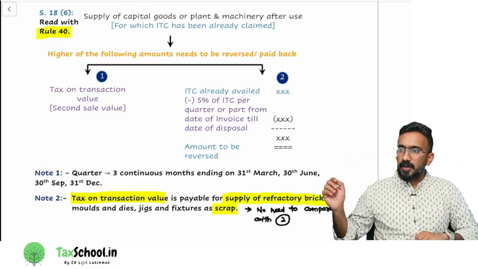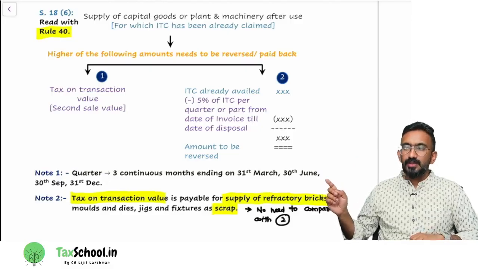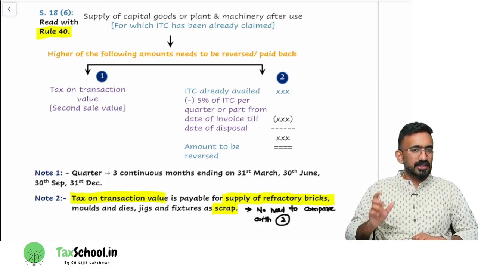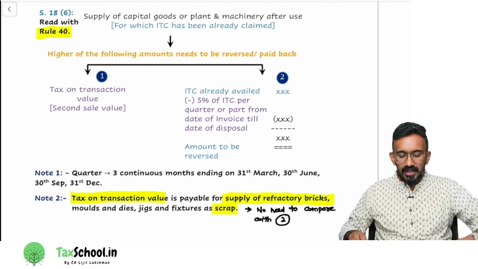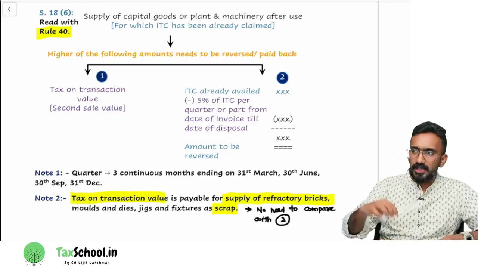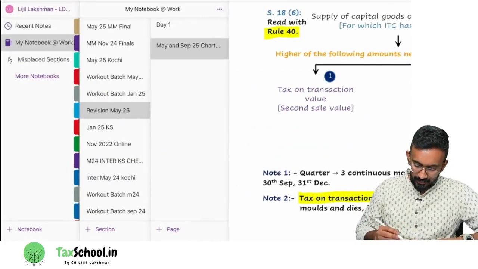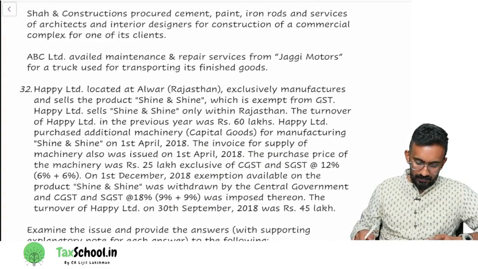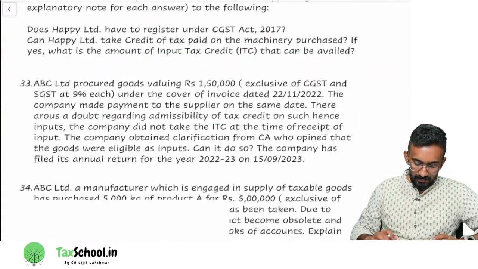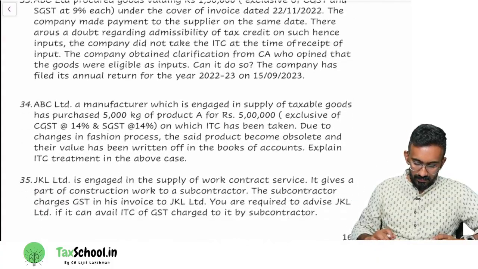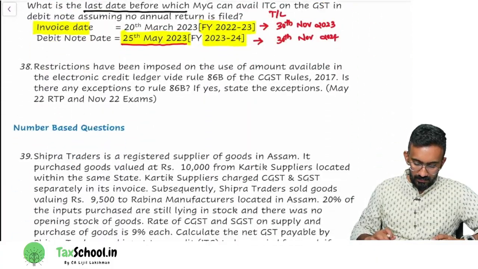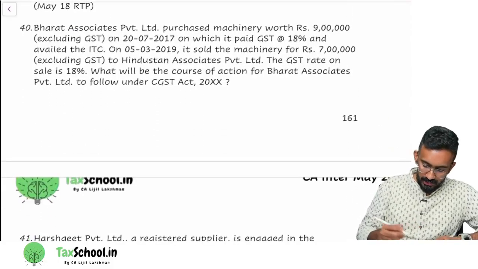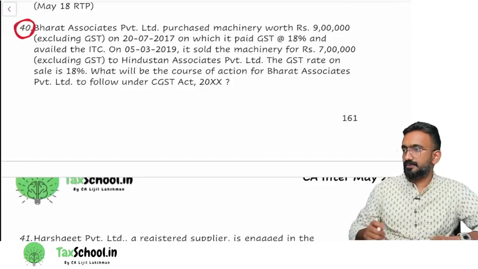Okay. For this purpose, you will consider quarter to be 3 continuous months ending 31st of March, 30th of June, 30th of September, 31st of December. It's a fixed quarter that you have. So the easiest method for me to explain you 18.6 is to look at a question. Look at the question here, question 40.